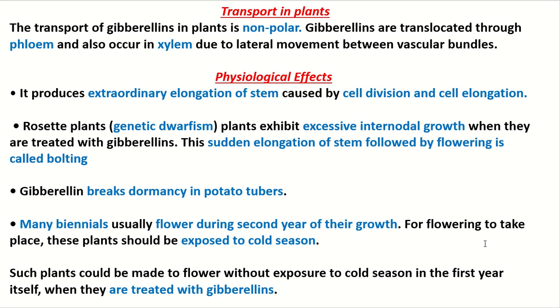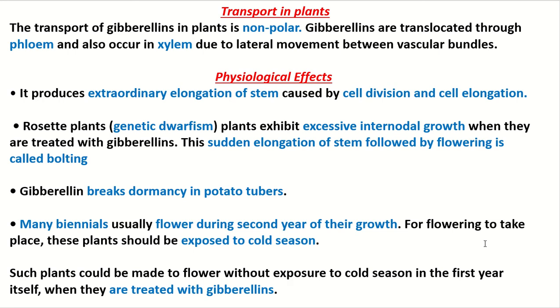Transport in plants. The gibberellic acid or gibberellin in plants is transported in a non-polar way, which means it doesn't transport cell to cell as you found in Auxin, because Auxin prefers polar transport. Gibberellins are translocated through the phloem, which is the food conducting tissue, and the xylem, which is the water conducting tissue. With these two tissues, the transport of gibberellin takes place because lateral movement takes place between the vascular bundles.